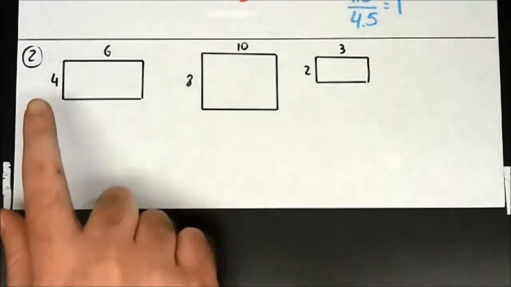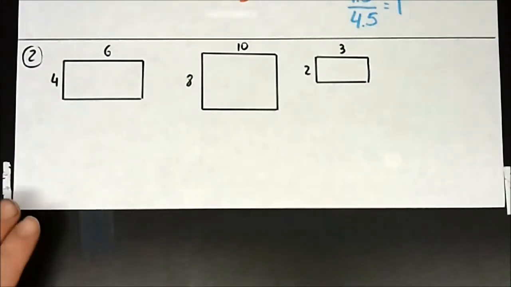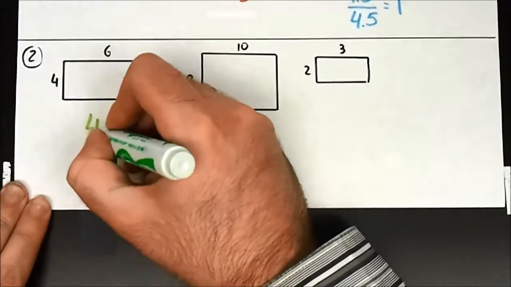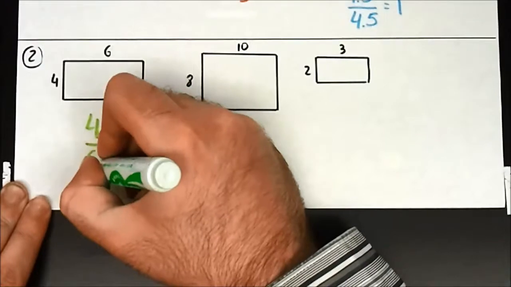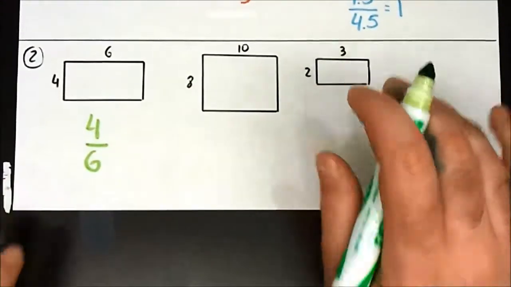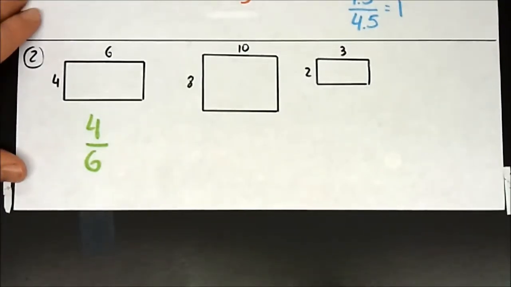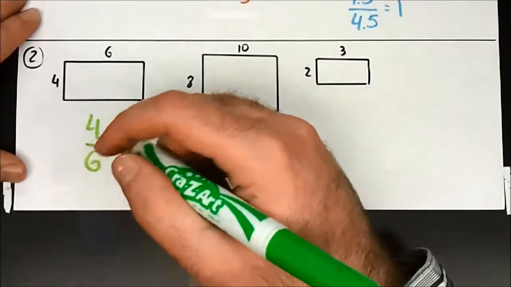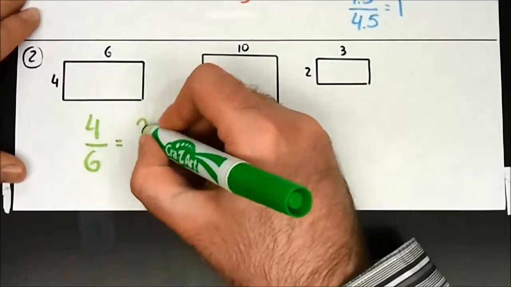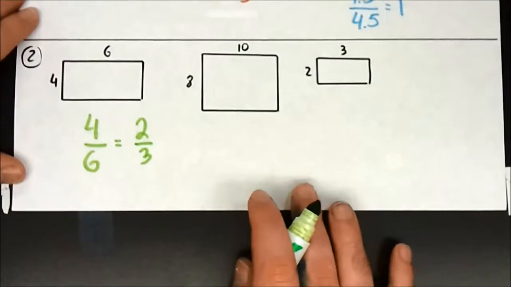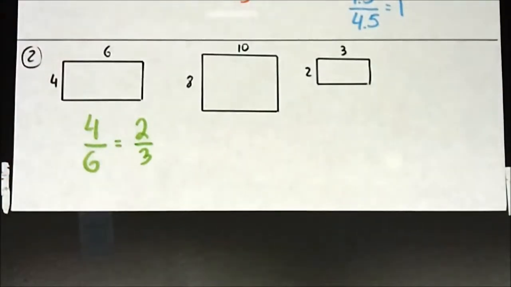So I'm going to go ahead and put the 4 on top and the 6 on the bottom. You could have gone with 6 on top, 4 on the bottom. It doesn't really matter. Alright, what can I simplify 4 over 6 down to? 2 over 3, because 4 is 2 times 2 and 6 is 2 times 3, so I can cancel a 2 out of both top and bottom.